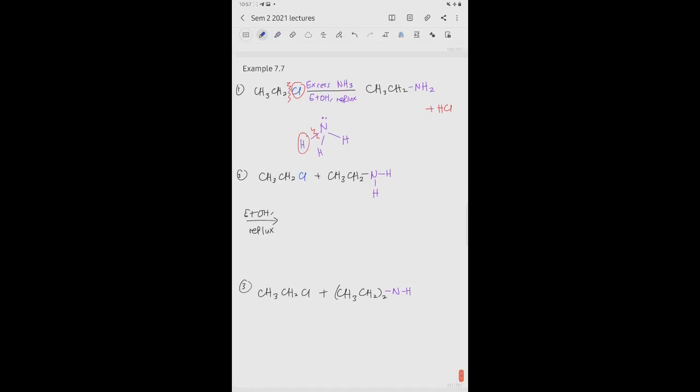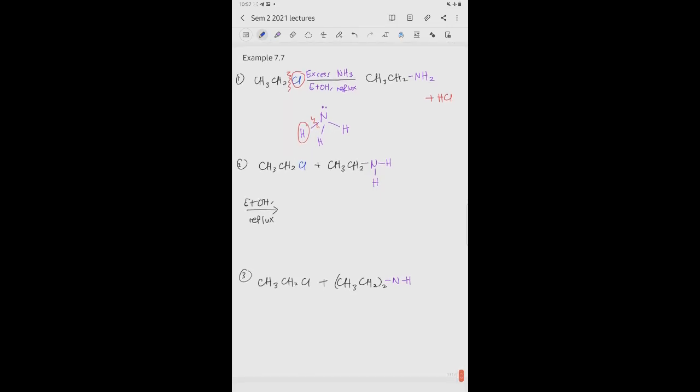So the blue Cl there. So what happened in this reaction? The bond will break between CH2 and Cl. And then in the amine, the bond will break between the N with one of the H, let's say this one. So that will form the byproduct, which is HCl.